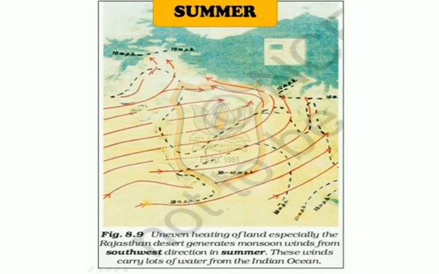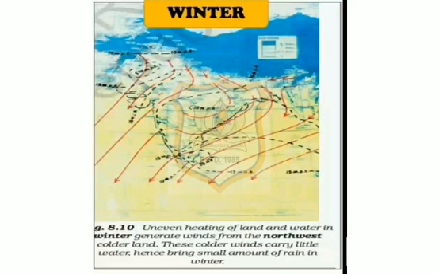Uneven heating of land, especially the Rajasthan desert, generates monsoon winds from the southwest direction in summer. These winds carry loads of water from the Indian Ocean. And uneven heating of land and water in winter generates winds from the colder northeast land. These colder winds carry little water, hence bring a small amount of rain in winter.